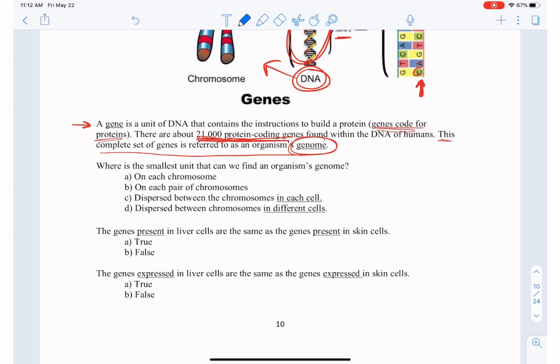So the question is, where is the smallest unit that we can find an organism's genome? Can we find it on each chromosome, on each homologous pair of chromosomes, dispersed between the chromosomes in each cell, or dispersed between chromosomes in different cells? And the answer to that is C. We can find an organism's entire genome dispersed between the chromosomes in each individual cell of the body.